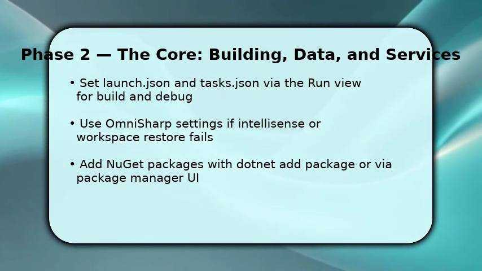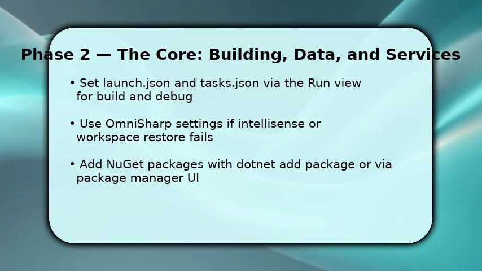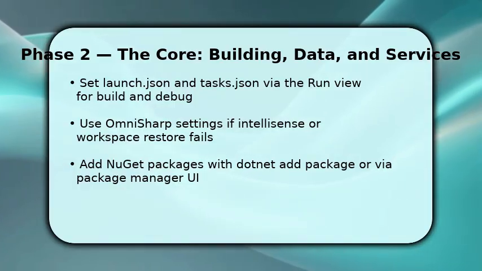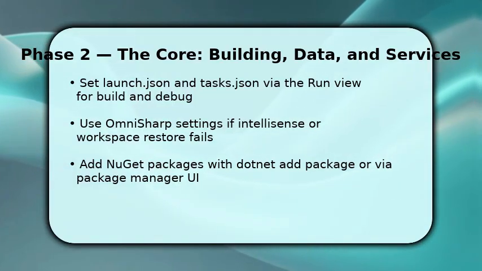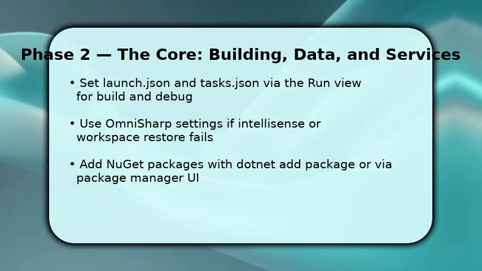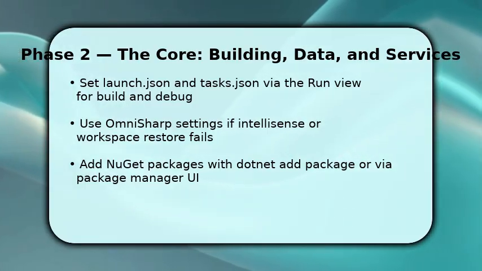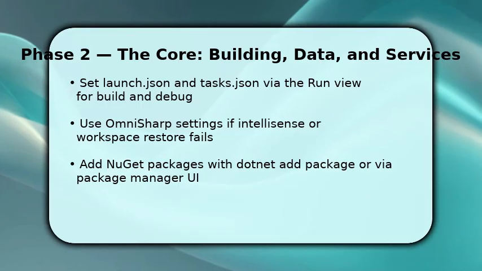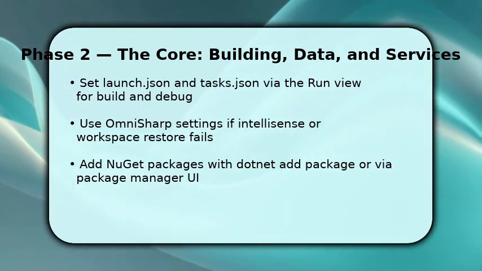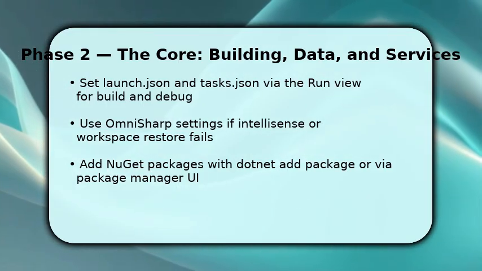Once your project is open, configure the Run view, generate launch.json and tasks.json so building and debugging are one click. You will want to restore packages with `dotnet restore` and verify OmniSharp is using the correct SDK. Change the OmniSharp path or use the workspace settings if IntelliSense stalls.